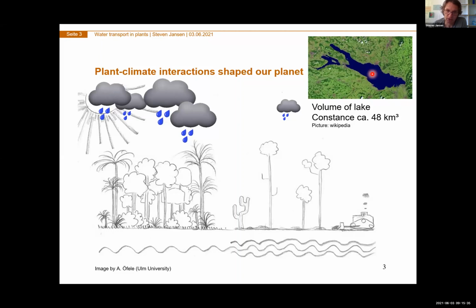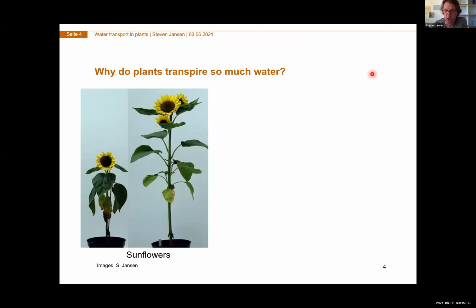And that's why plants and plant climate interactions have been really important for millions of years of evolution on this planet. Why do plants transpire so much water? Well, even my kids know this. We have just a very simple experiment, 2 sunflowers, same age. But we started giving the left one less water, so more drought stress, and the right one was given more water. And you see that the growth is clearly different.